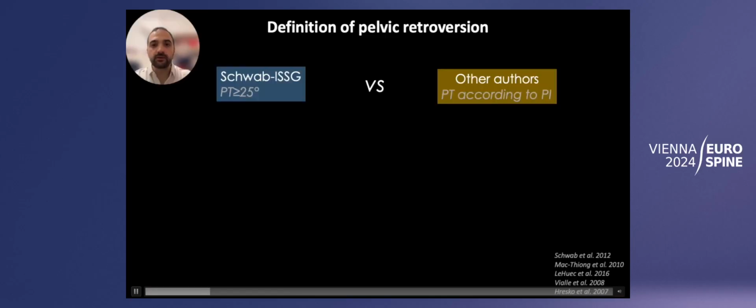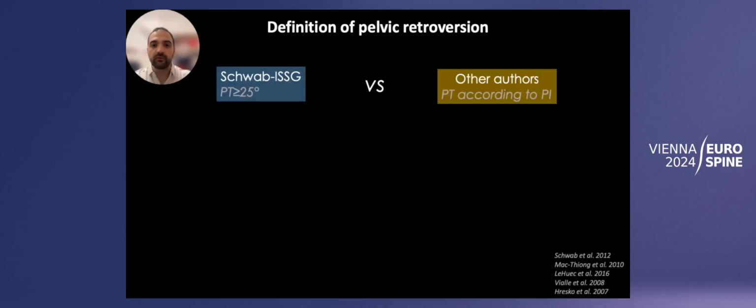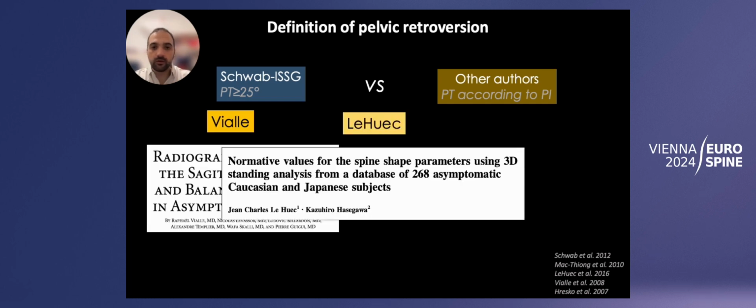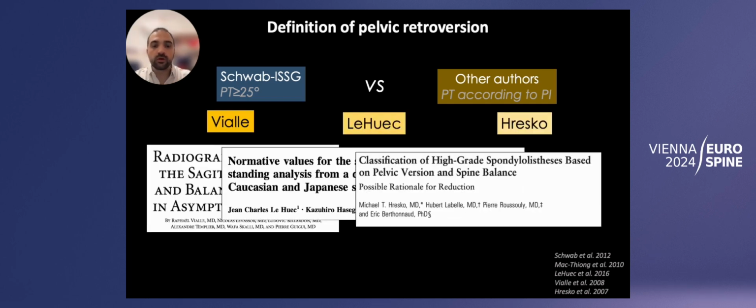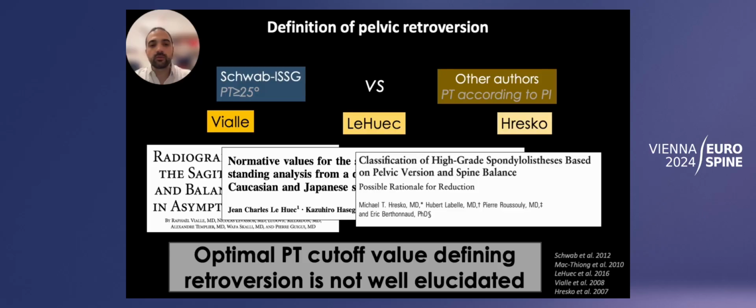Multiple authors have attempted to establish the proper definition of pelvic retroversion through different pelvic tilt cutoffs. Schwab presented a constant value of 25 degrees through quality of life studies on ASD subjects. Nevertheless, a relationship between pelvic tilt and pelvic incidence has been shown, and multiple authors have published their own formulas. This includes Vial, Loeck, and Resco. Nevertheless, the optimal pelvic tilt cutoff value defining the pelvic retroversion remains to be elucidated.